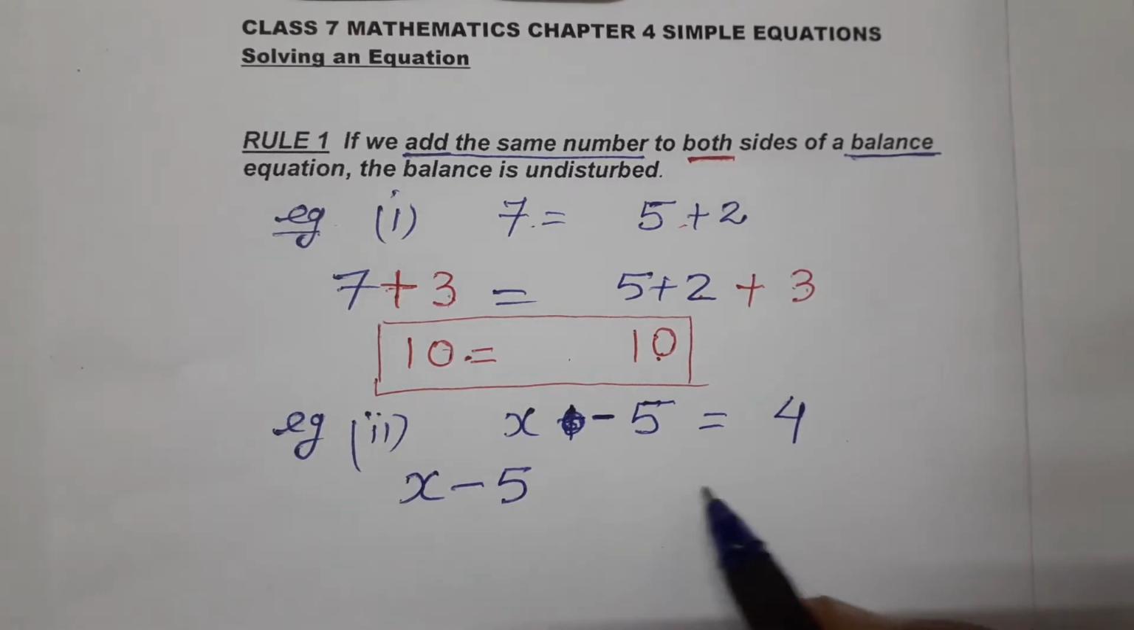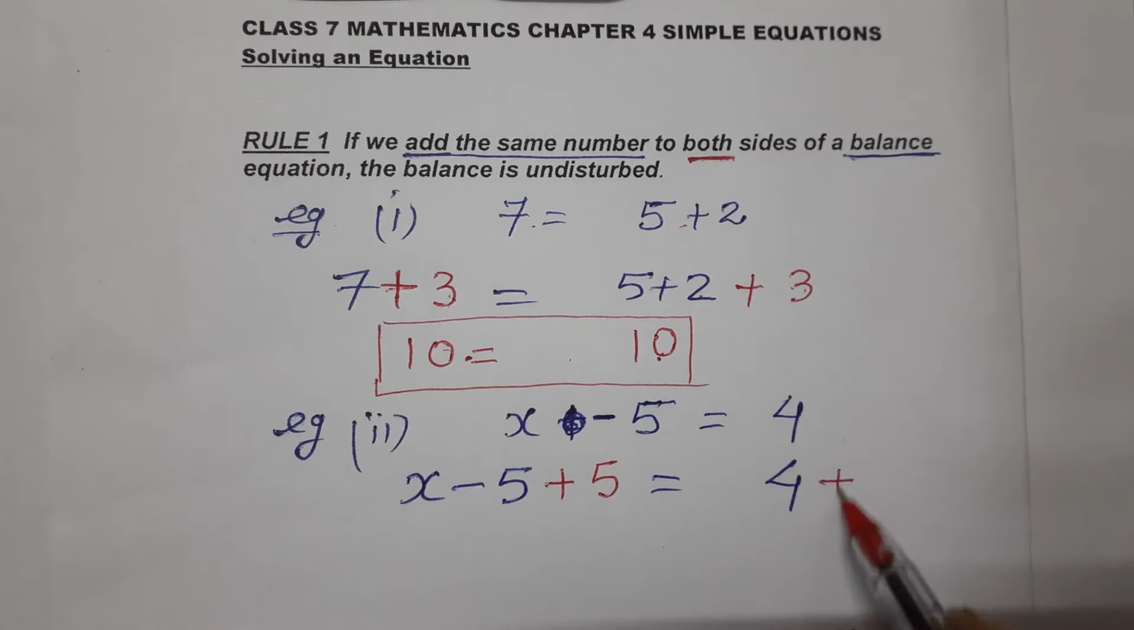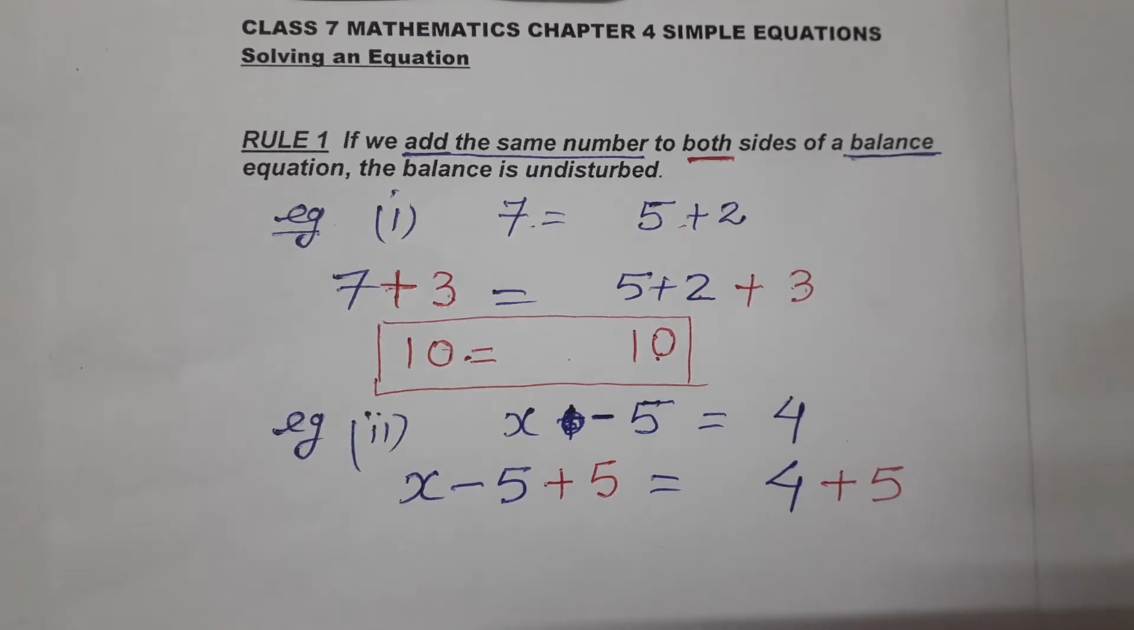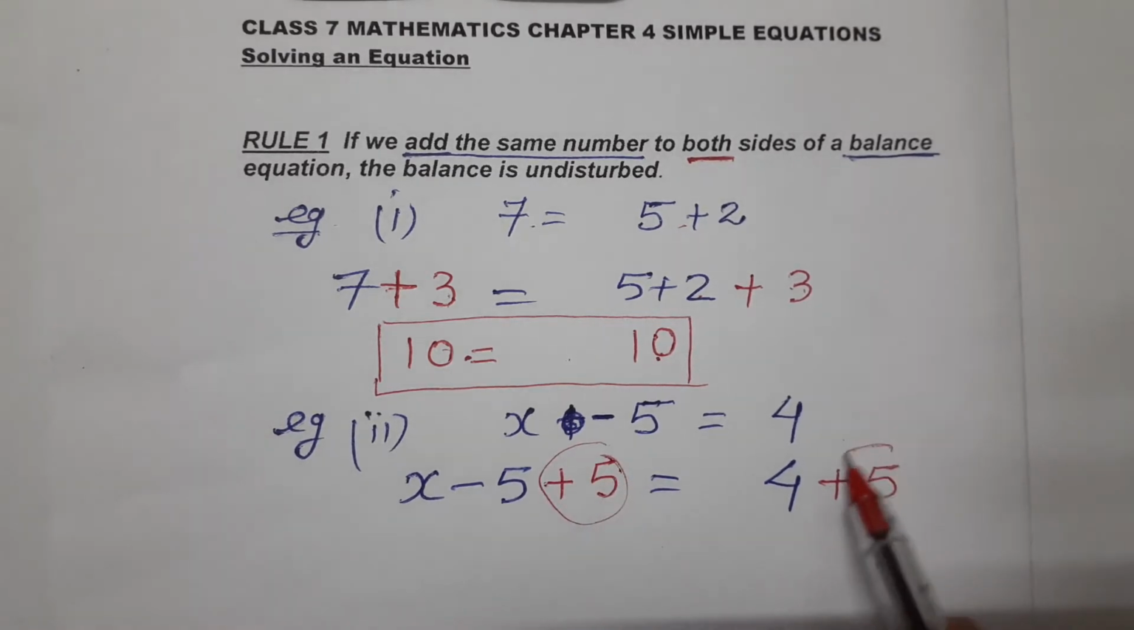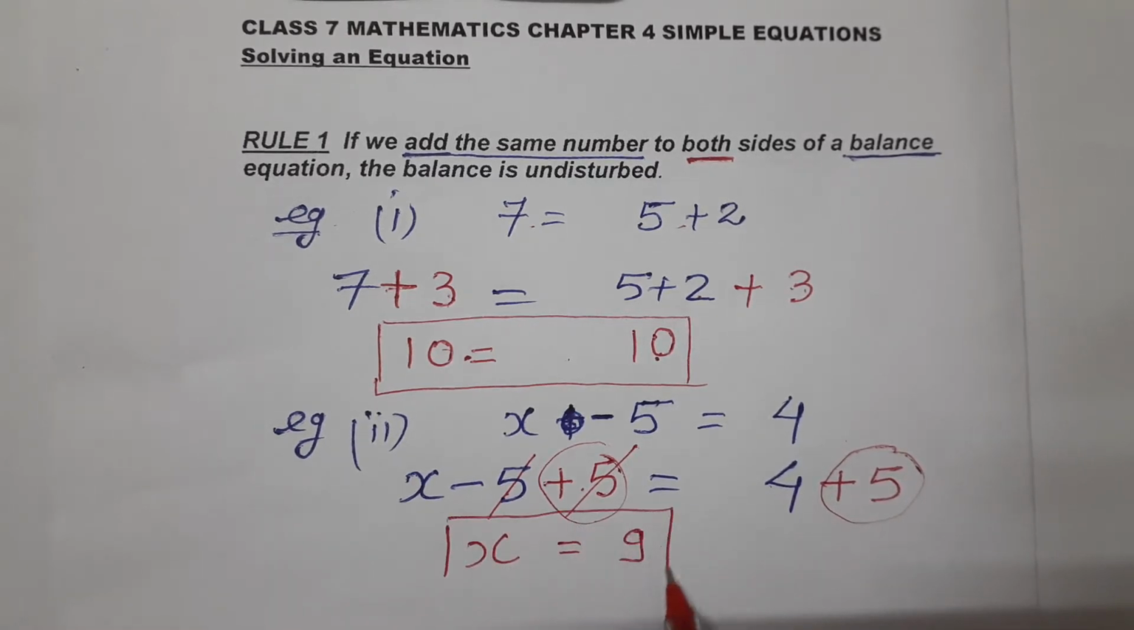Now I am adding 5 to both sides. Here also 5. Here also I am adding 5. तो balance is undisturbed. अगर हम दोनों में एक ही जैसा number add करेंगे तो balance is undisturbed. Balance will not change. Now minus 5 and plus 5 cancel out. So what we got, x equals 4 plus 5 is 9. So see children, our equation is solved and we got the value of x equals 9.